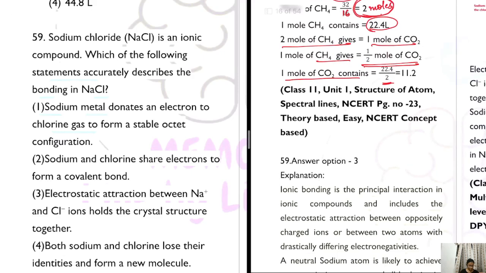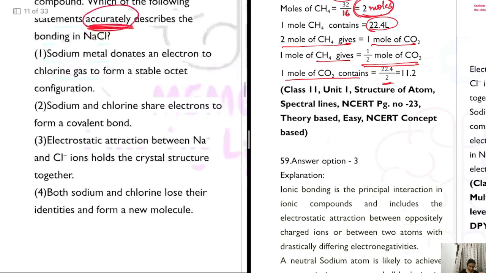Sodium chloride is an ionic compound. Which of the following statements accurately describes the bonding? See the word accurately. There may be statements that are correct, but we have to tell the most accurate statement. Sodium metal donates an electron to chlorine gas to form a stable octet configuration. Second, sodium and chlorine share electrons to form a covalent bond. Electrostatic attraction between Na+ and Cl- holds the crystal structure. Both sodium and chlorine lose their identities and form a new molecule.